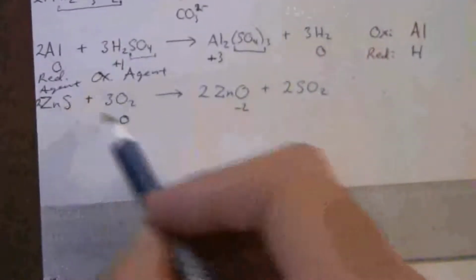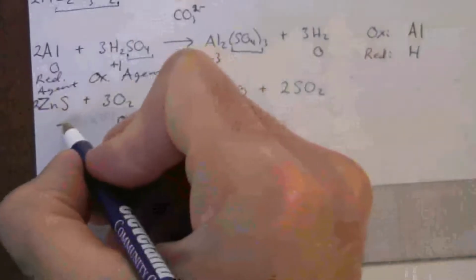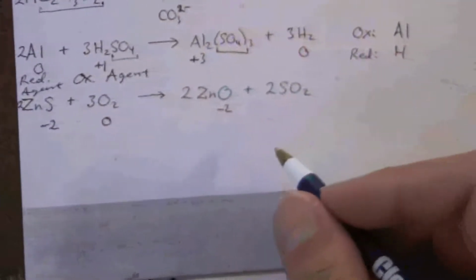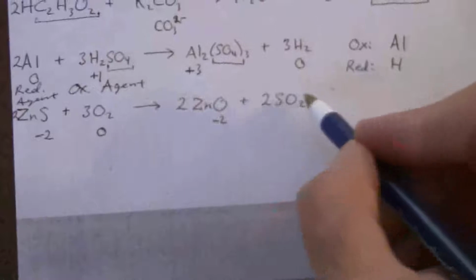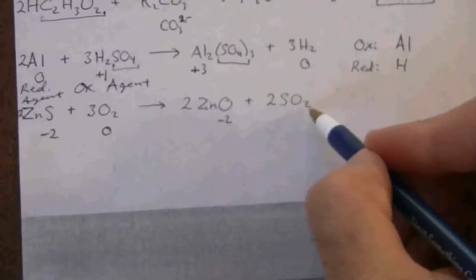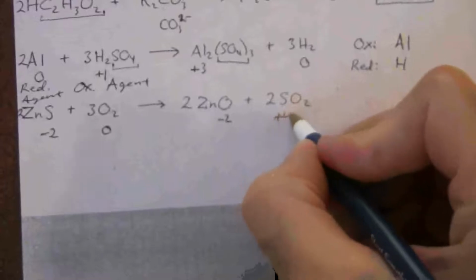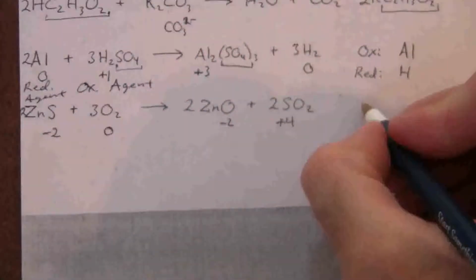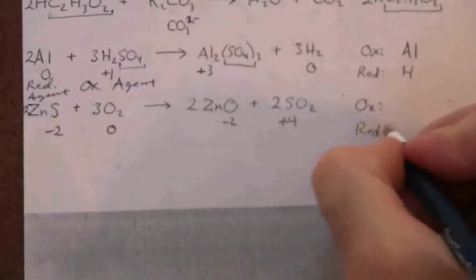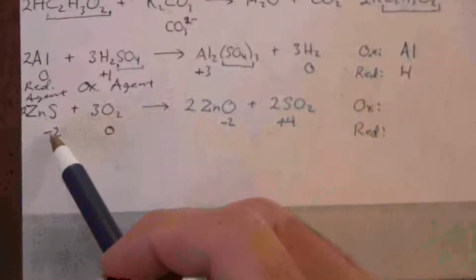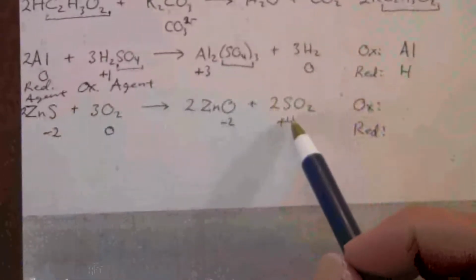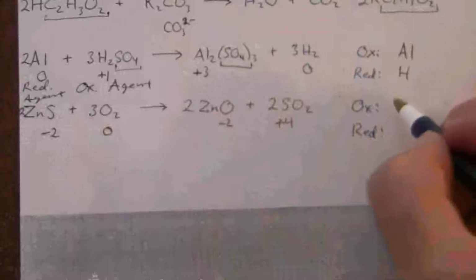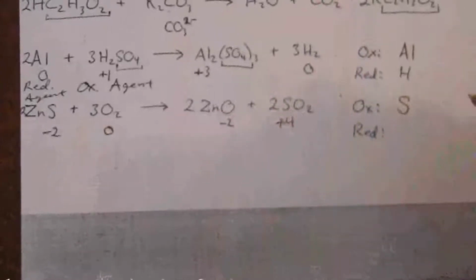The sulfur, that's the only one left, right? So it has to be changing. It's a -2 over here, because zinc is always +2. And what is it over here? Well, the oxygen is -2, but I have 2 of those, so that's -4. So here it's a +4. All right. So which one is oxidized? Which one is reduced? The sulfur is going from -2 to +4. That is definitely an increase in the oxidation number. It is being oxidized.